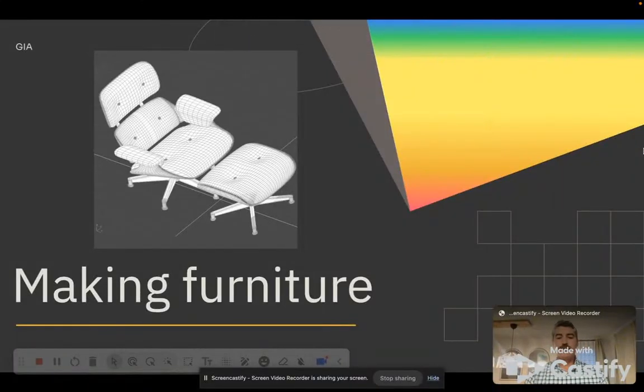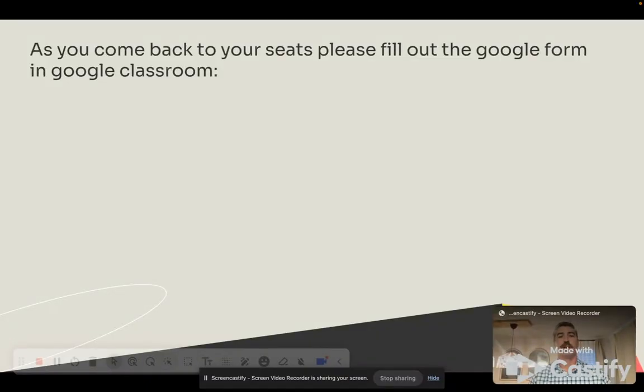All right, class, let's talk about a new design unit that we have on making furniture. We are going to design and build furniture for the classroom. So, we're going to start off by going over some concepts that we've been talking about.